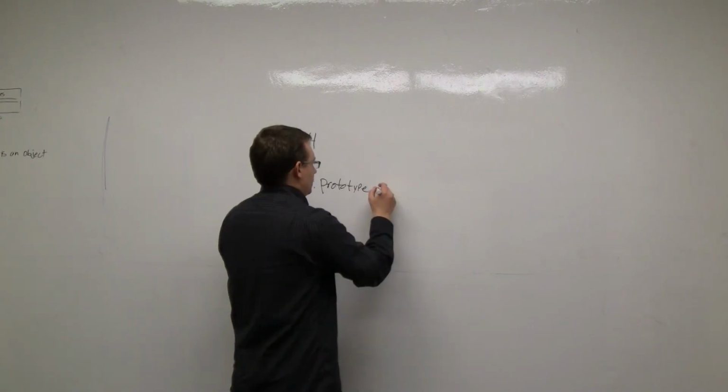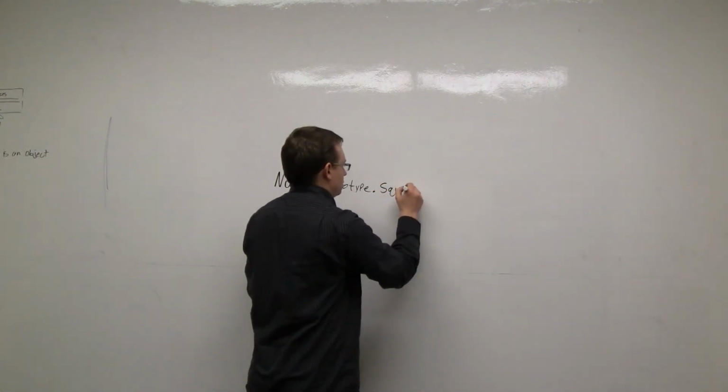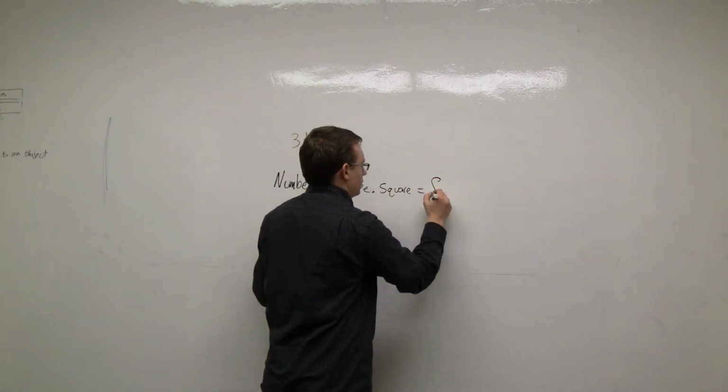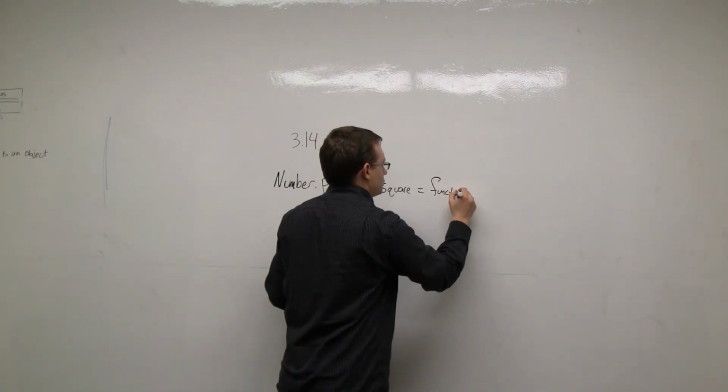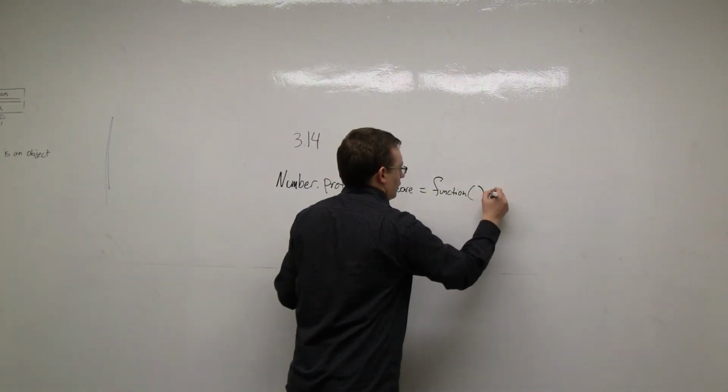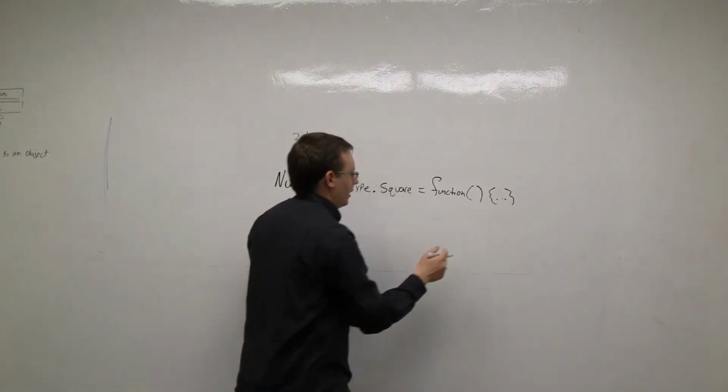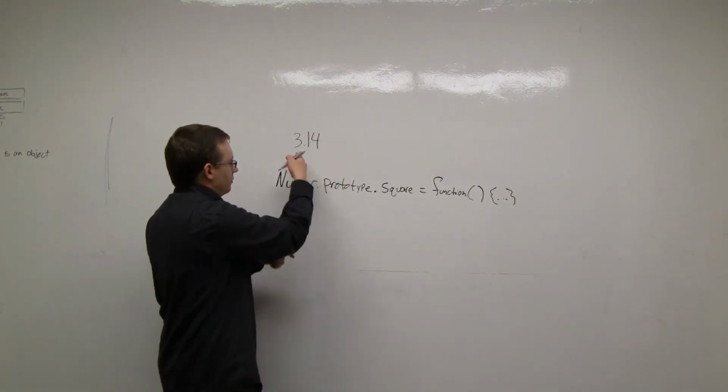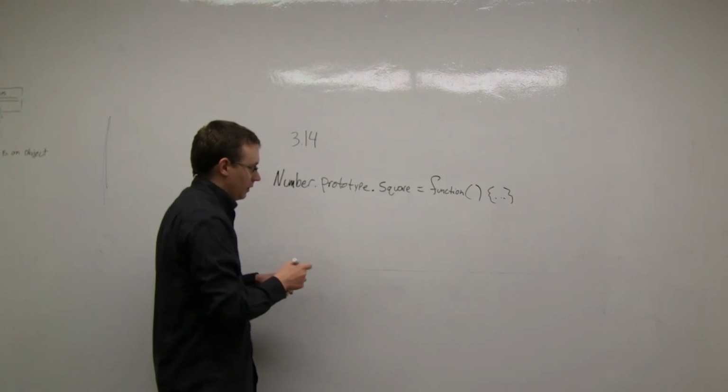I can say dot square equals a function, whatever. And so this function can return the square. Okay, so now keep that there for a second.